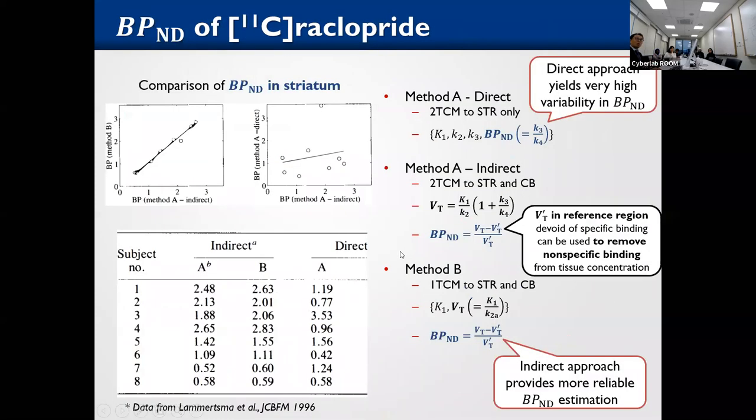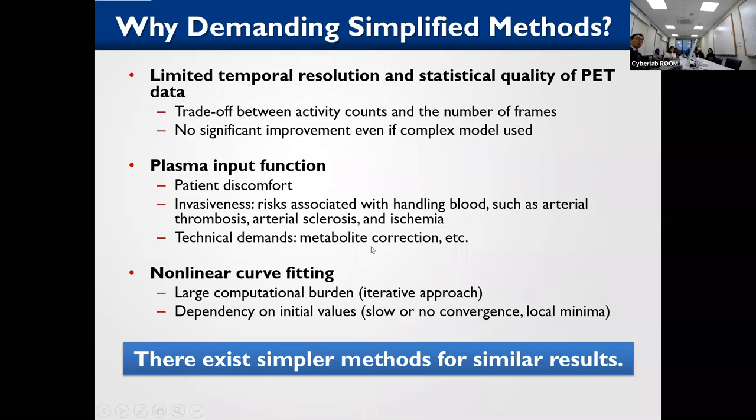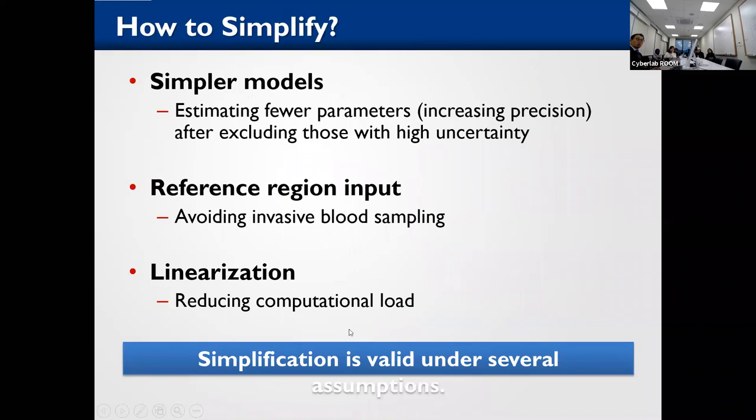So in that case there are some indirect methods. One is a linearization of the compartment model, and another simplification is reference region models to avoid the fluid sampling. So the goal is to make the kinetic modeling steps easier, and finally make them applicable to clinical settings, but not nowadays, I hope.